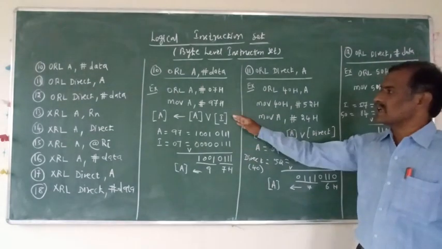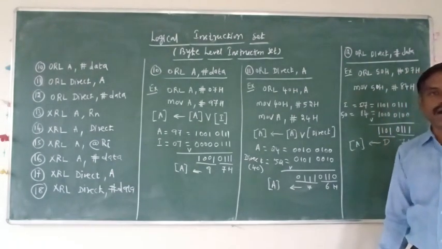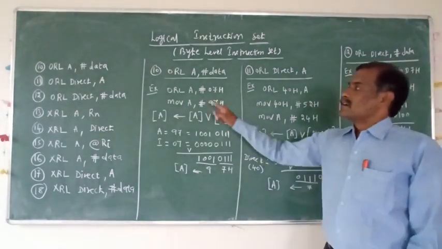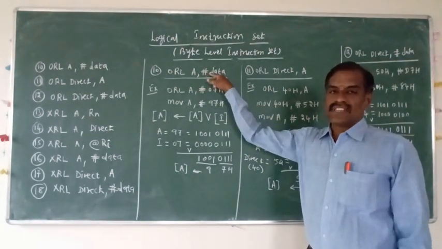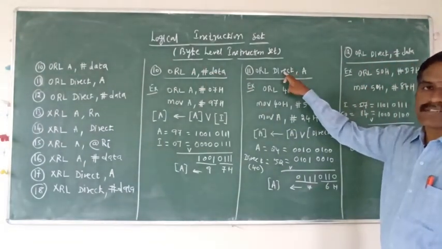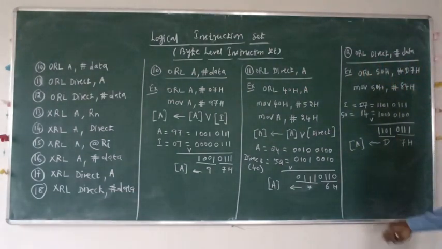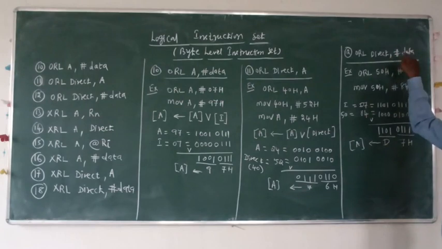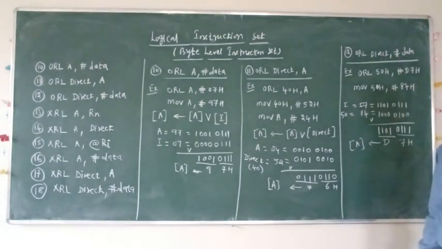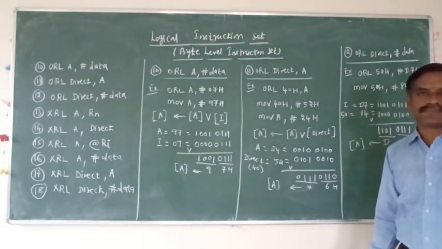All the three instructions logically OR: the 10th instruction, accumulator with the immediately given 8-bit data; the 11th instruction, direct memory address location data with accumulator; and the 12th instruction, direct memory address location data with immediately given 8-bit data. Okay, and the result always moves to the accumulator itself.